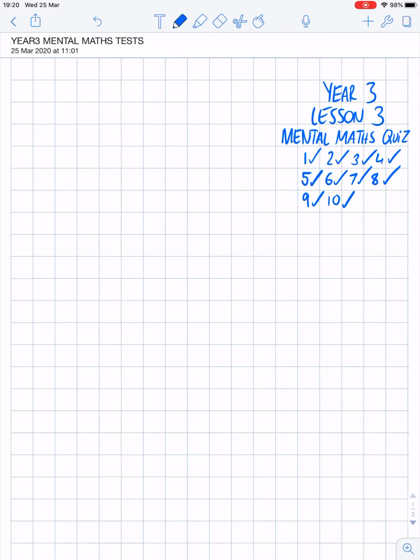Question 11. What do I divide 25 by to get the answer 5?